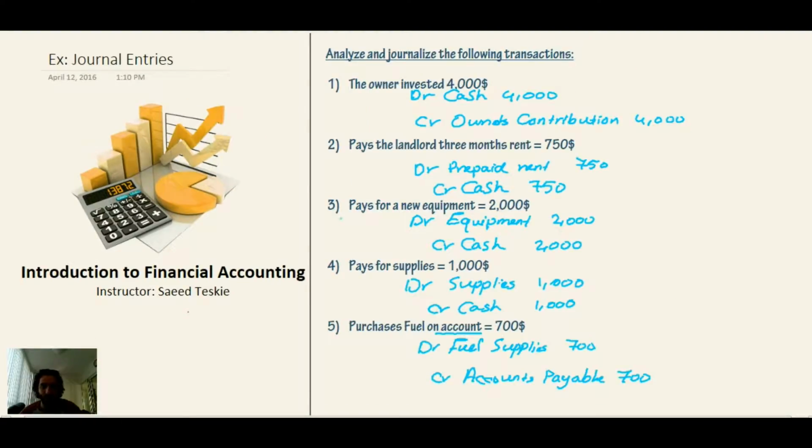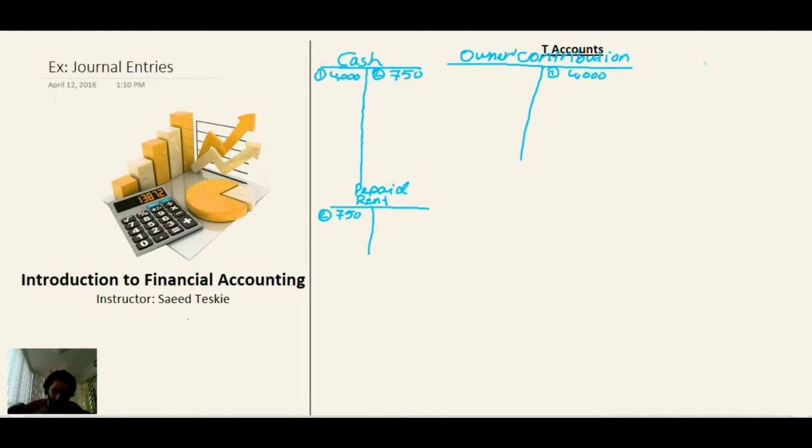So next, number 3, we paid for new equipment $2,000. We debited equipment and credited cash. Okay, we have another account, equipment. It's an asset account. So number 3, what was it? 2,000, and we paid in cash for it, 2,000 here.